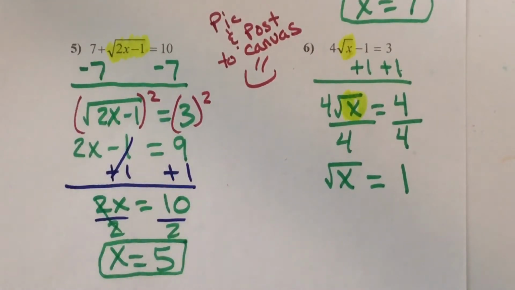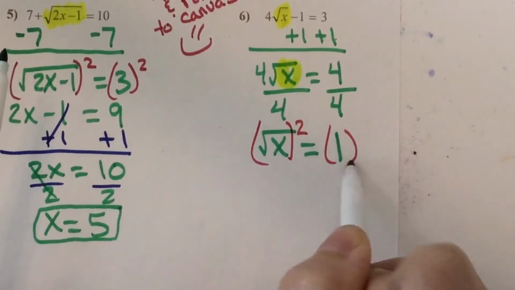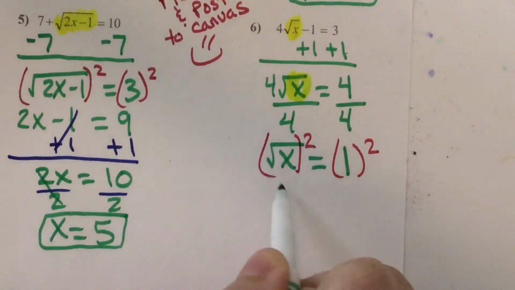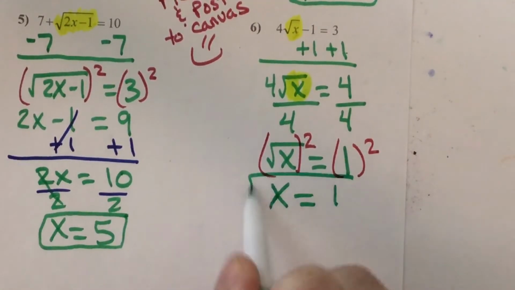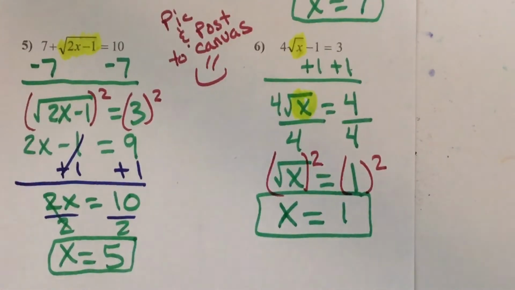So now I'm ready to remove the square root. So to get rid of a square root, we square. And if you do it to one side, you do it to the other. The squared and square root cancel, leaving x. And 1 squared, 1 times 1 is 1. And that's your answer. So that's what number 5 and number 6 should have looked like from yesterday.